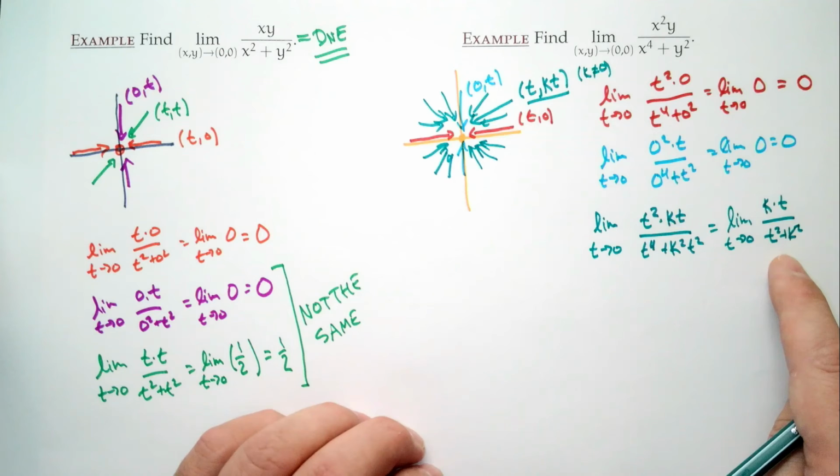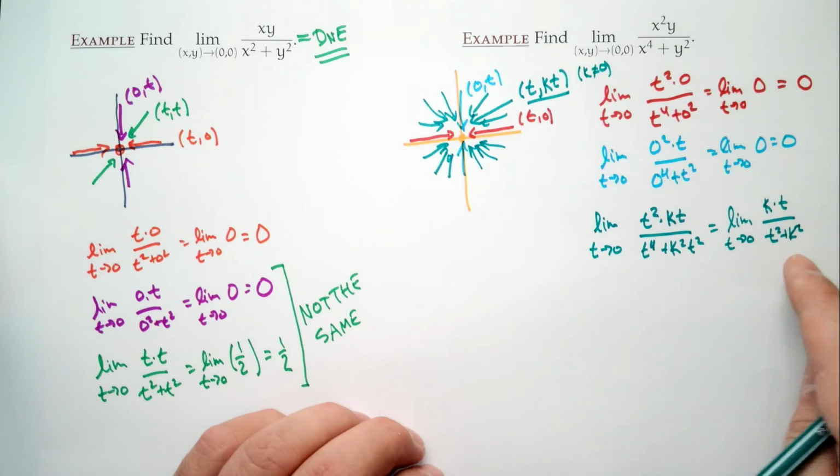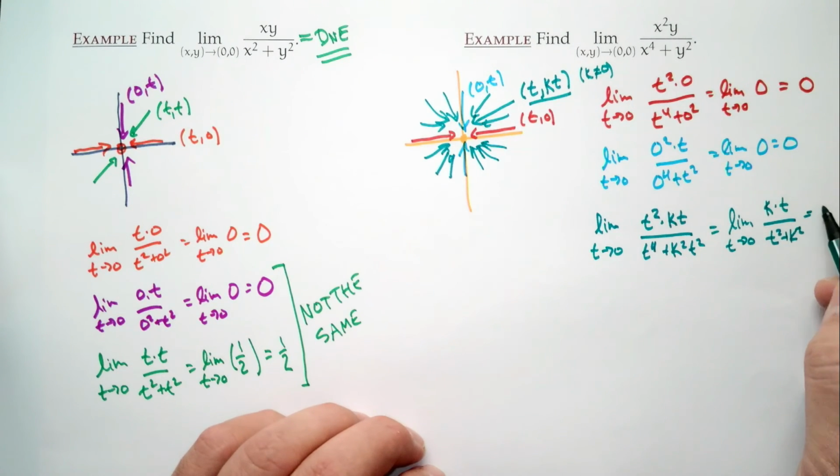So how do we take this limit? Well, we just plug in 0. What do we get upstairs? We get 0. What do we get downstairs? K squared. But k isn't 0, so our limit is 0.